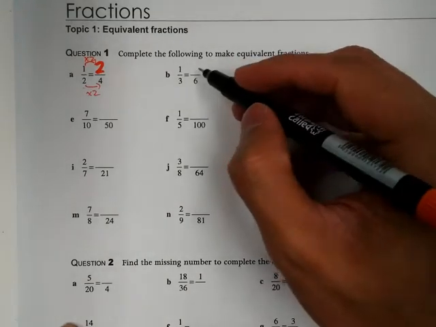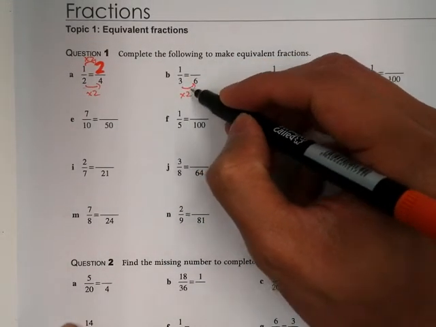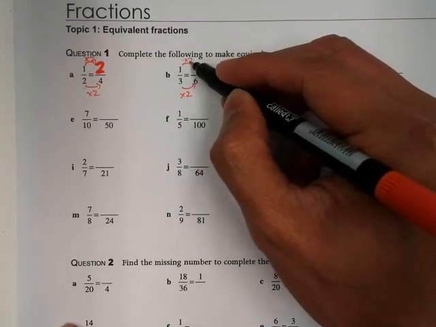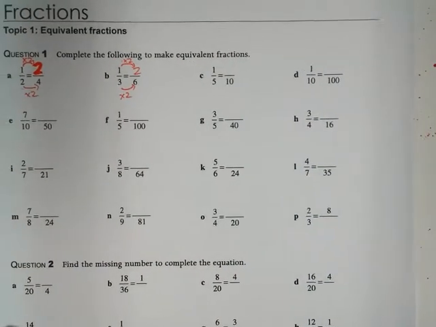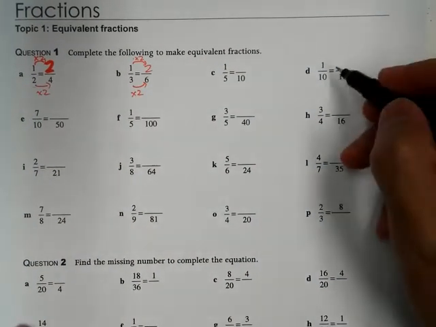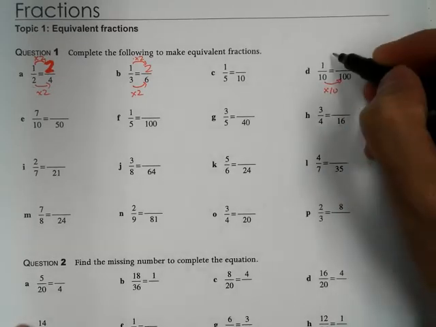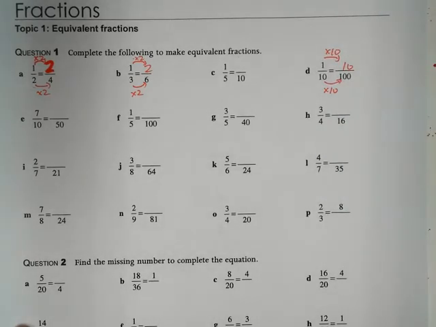So does the second one. From 3 to 6, we multiply 3 by 2 to make 6. Therefore, multiply 1 by 2 and we get 2. So let's take a further example. We use a different number. From 10 to 100 we multiply by 10. So therefore the numerator has to be multiplied by 10 as well. So 1 times 10 is 10.